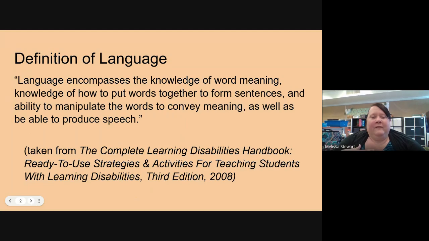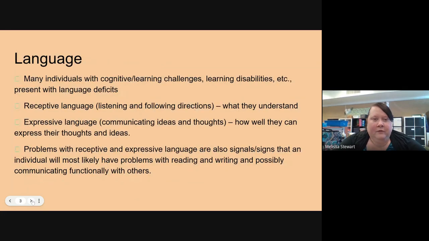First, I want to talk about the definition of language. So language encompasses the knowledge of word meaning, knowledge of how to put words together to form sentences, and the ability to manipulate the words to convey meaning as well as being able to produce speech. That definition talks a lot about meaning, and that will be tied into the definition of functional communication. Like, what does actually being able to communicate mean with another individual?